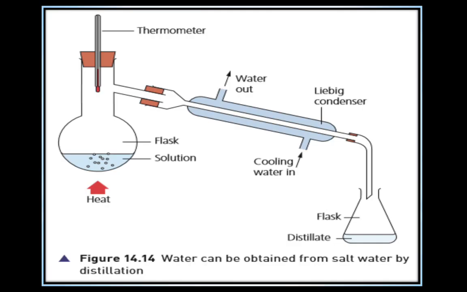Now this is the entire apparatus as it is structured. Firstly we have the flask, and then we have a Liebig condenser, the thermometer is above, and here we have the conical flask underneath. So this is all I have described over here.